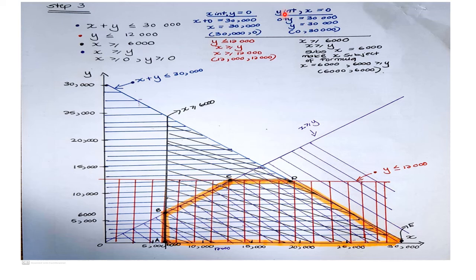Next would be the y-intercept, where x is equal to 0. So 0 plus y is equal to 30,000, so y is simply equal to 30,000. So 0 and 30,000. That's this line going right over here.